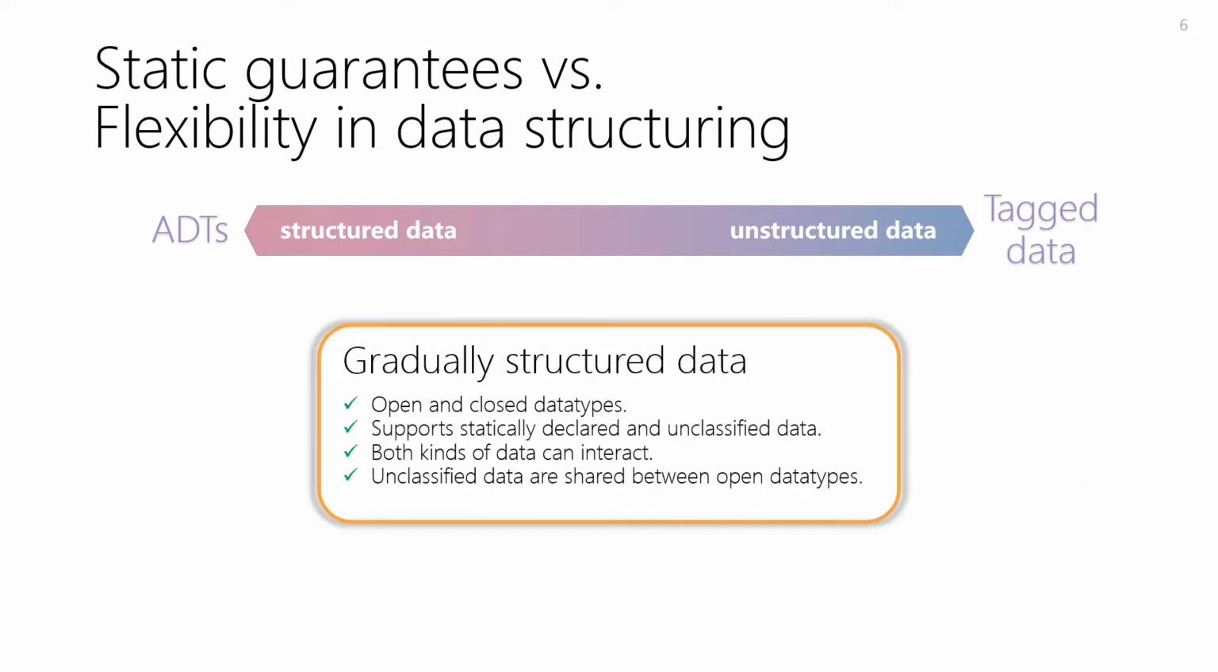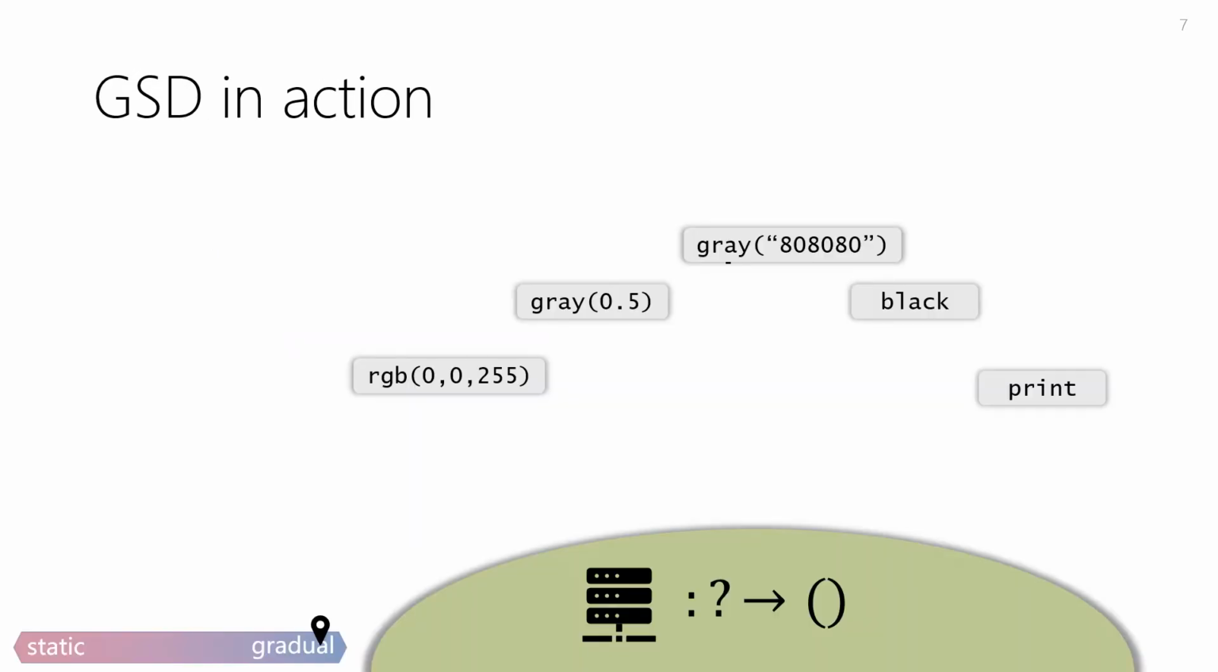We propose gradually structured data, a discipline that supports programming in a broad spectrum of the continuum between unstructured and structured data, where statically declared constructors and unclassified or tagged data coexist and fully unstructured or structured programs are also supported. Let's see GSD in action.